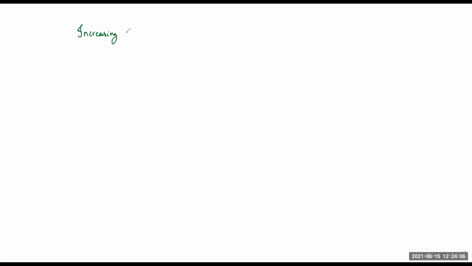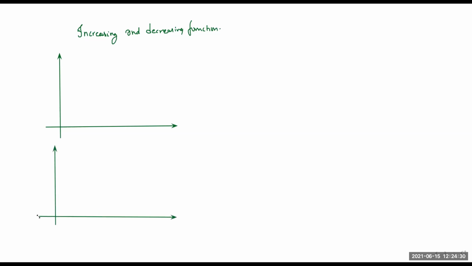increasing and decreasing function. So there are two types of increasing function. I'll do everything here. Now, how wonderful calculus is, you will also realize now.